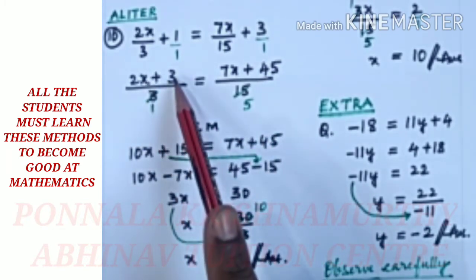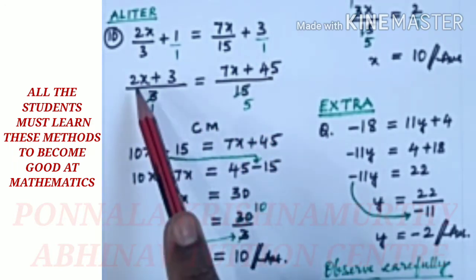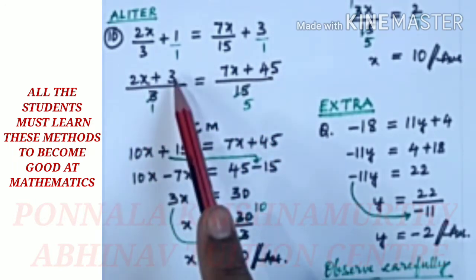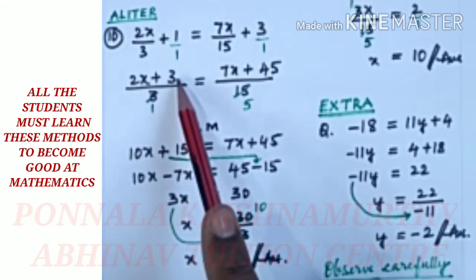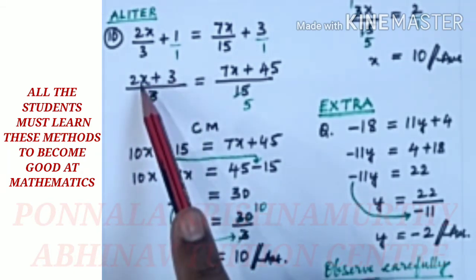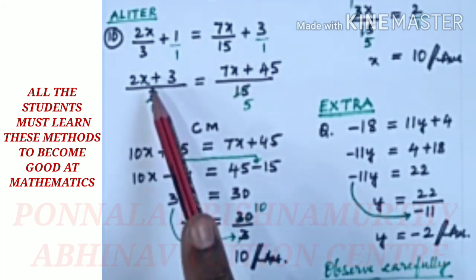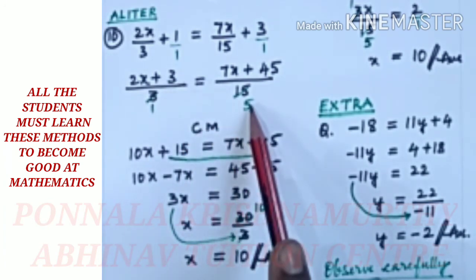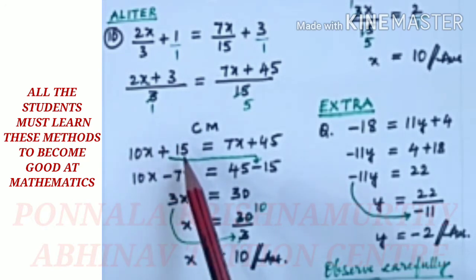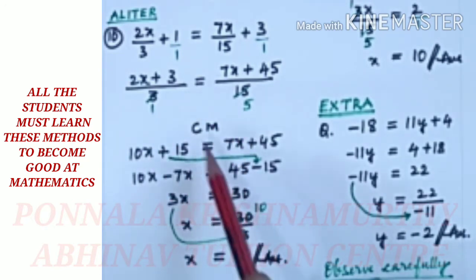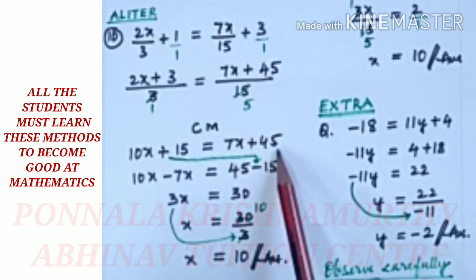Now this is 2x plus 3 by 1. This is 7x plus 45 by 5. We cannot add these two. We cannot write 2x plus 3 is 5x. We cannot write like that. We don't have x here. Observe carefully. This is a variable and this is a constant. Here also the same. Now 2x plus 3 into 5. Cross multiplication. 5 into 2x, 10x. 5 into 3, 15 is equal to 1 into 7x, 7x. 1 into 45, plus 45.